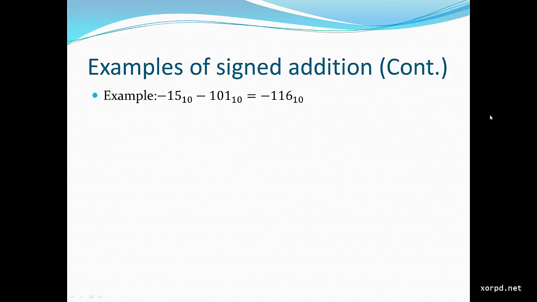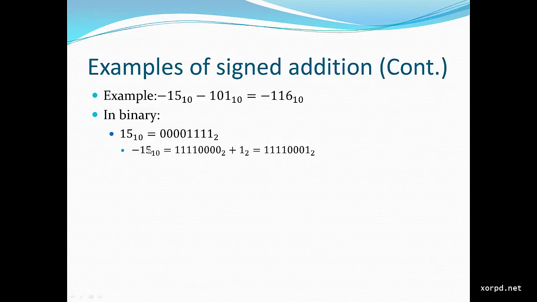Some other example. This time we are going to look at two negative numbers, minus 15, minus 101, and that equals minus 116. This is not very hard to calculate in your head, but it is more interesting when looking at it in the binary version. So in binary, 15 in base 10 equals this binary representation. And I remind you that we are talking about the 2's complement representation.